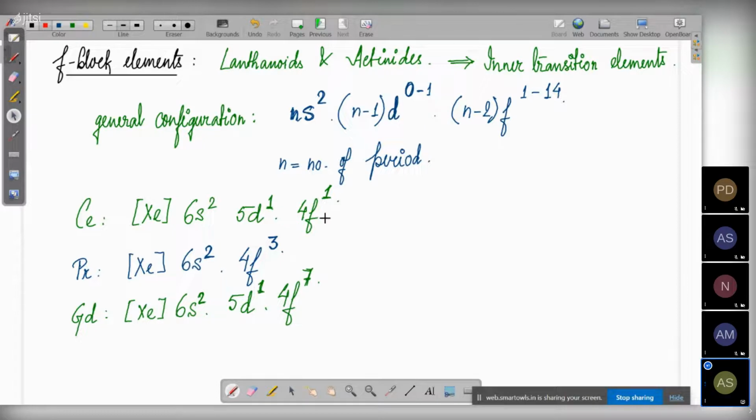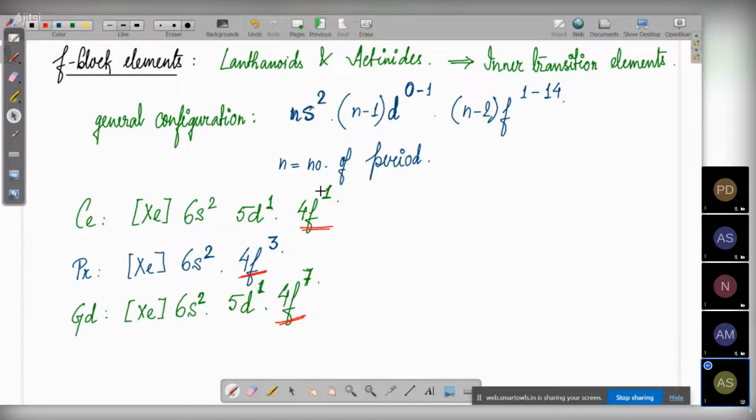And in all the cases, the last electron is entering the F orbital. That is why they are called the F block element, as the last electron is entering the F orbital. Okay. Is it clear why we call them the F block element? Yes, sir. You need to remember the general configuration, but not the configuration of these elements, only the general configuration, and understanding why we call them the F block element.